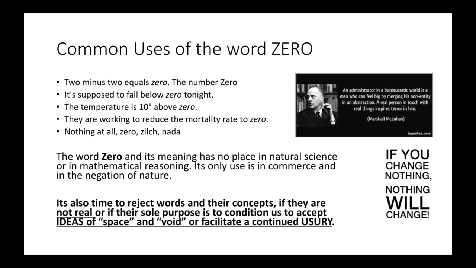Yeah, so there's things like 2 minus 2 equals 0. The temperature is 10 degrees above 0. These are the kind of ways that we use it, but a lot of the time it's meant to say zero, zilch, nada, and at the end of the day, the word zero and its meaning has no place in natural science or in mathematical reasoning. It's only really used in commerce and, if you like, this negation of nature or the material world.